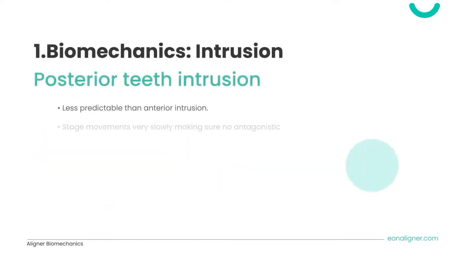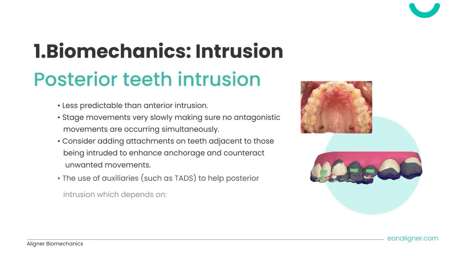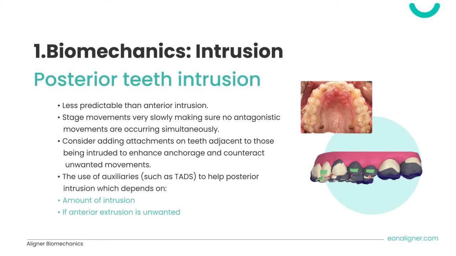Posterior teeth intrusion. In cases where posterior intrusion is desirable, consider the following: With clear aligners, posterior intrusion is less predictable than anterior intrusion. Plan movements in a slow rate, making sure no antagonistic movements are occurring simultaneously. Consider adding attachments on teeth adjacent to those being intruded to enhance anchorage and counteract unwanted movements.